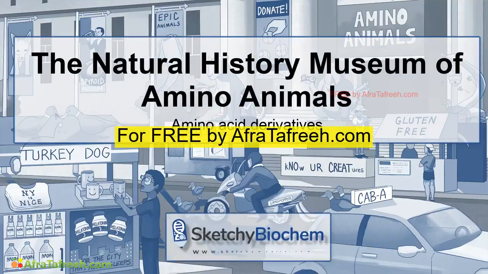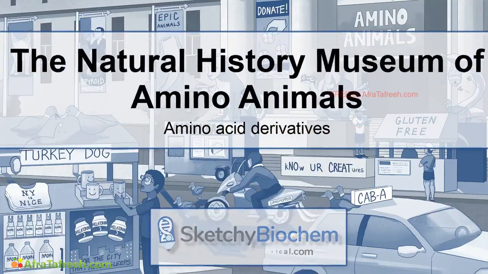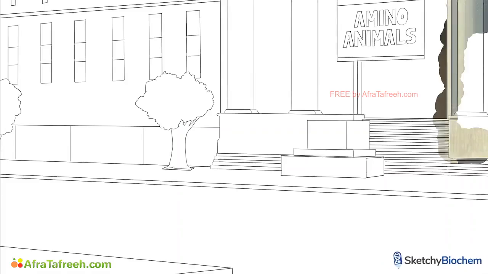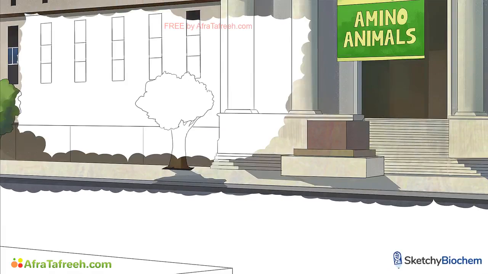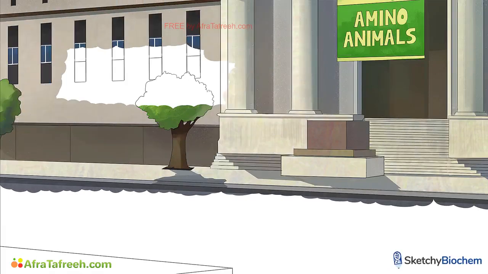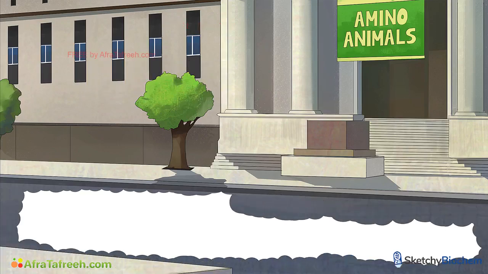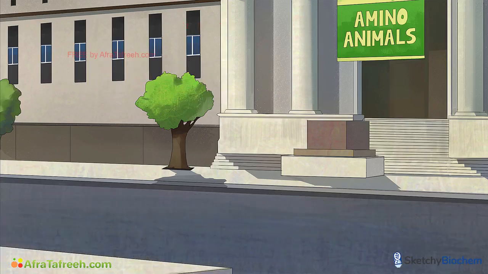In the previous sketch, we provided a general overview of the amino acids. Now that you know them all, we can talk about the amino acid derivatives. To understand them, we'll take a stroll in front of the Natural History Museum of Amino Animals. It's a beautiful day in New York City.